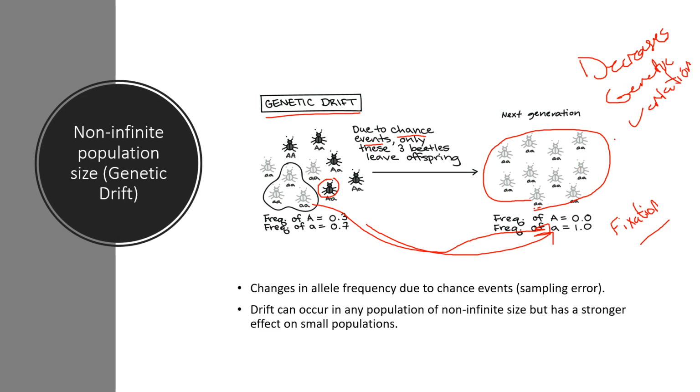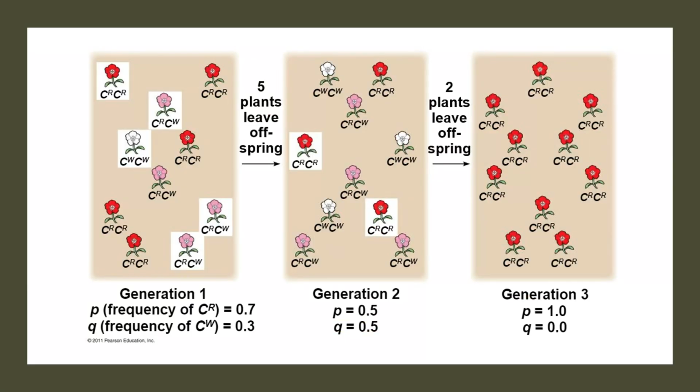Anyways, it decreases genetic variation. Genetic drift does. It limits the population, makes them less fit to survive. And so, changes in allele frequencies due to chance events. Drift can occur in any population, but has a stronger effect on smaller populations. So here's another example of this.